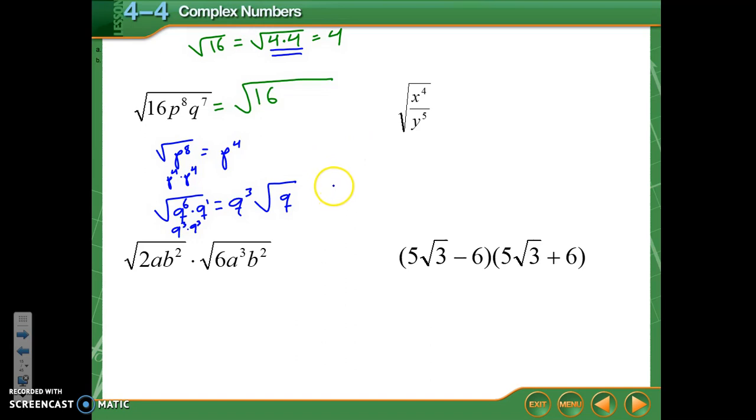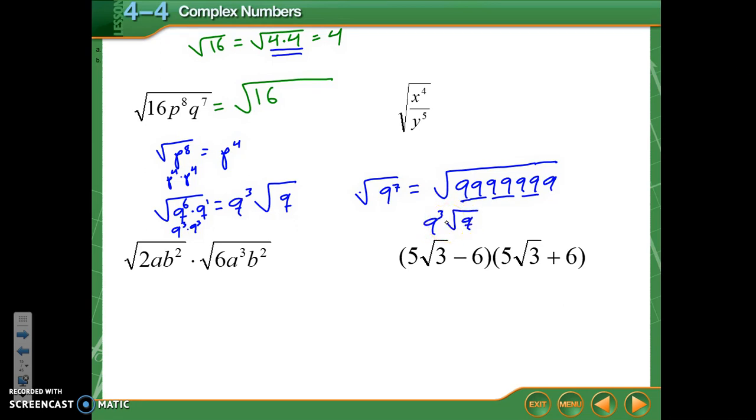So if we want another way to think of this, the square root of q to the 7th, well, q to the 7th is q times q times q times q times q, 7 times, right? And so how many pairs do I have? Each pair represents a perfect square. 1, 2, 3. So that means q cubed, 3 of those q's can come out and multiply together. But then one q that doesn't have a pair has to stay underneath.